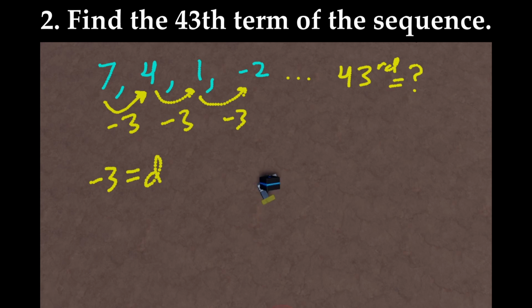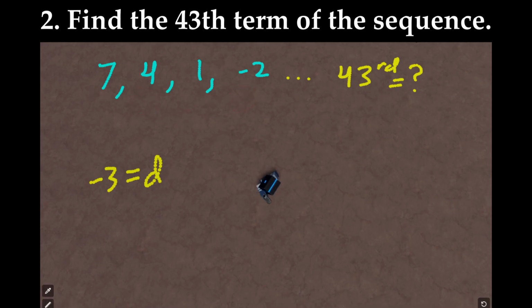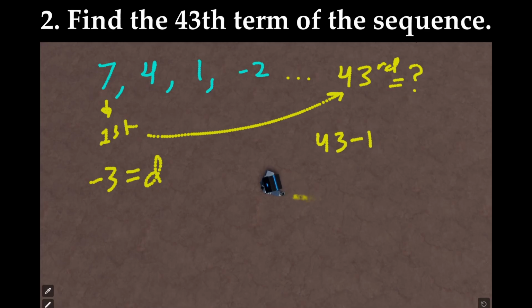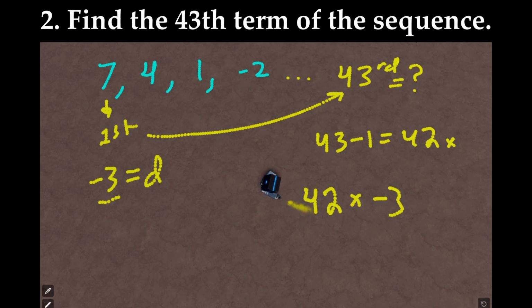And now here's the next thing that you want to realize. So 7 is our first term, right? And you want to go to the 43rd term. So if we're going by minus 3 each time, and we're going from the first to the 43rd term, how many times are we doing minus 3? Well, all you need to do is 43 minus 1 equals 42. So in other words, we're doing this minus 3 42 times. And then to find what that total change would be, just do 42 times negative 3, which tells us how much we change in total.